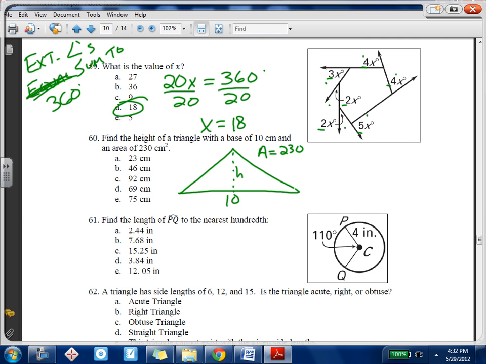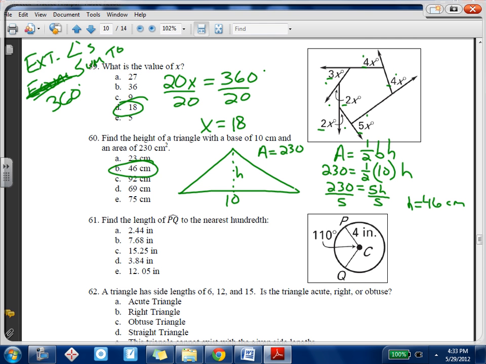We know it's a triangle, so the area of a triangle is 1/2 the base times the height. Plug in your area, it's 230 equals half the base. Well, the base is 10 times the height, which we don't know. Half of 10 is 5, so 230 equals 5h. Divide both sides by 5, and you get that h is equal to 46 centimeters. That is choice B.